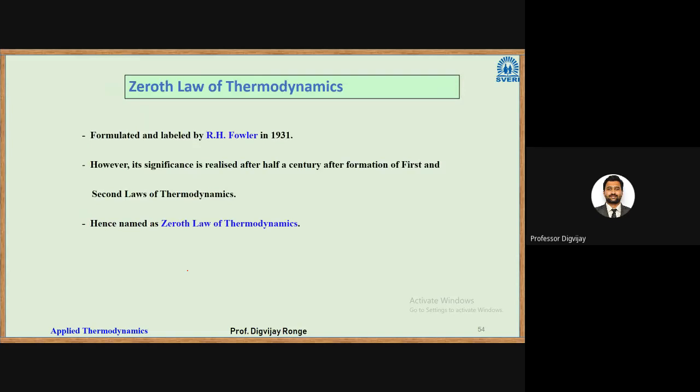A equal to B, B equal to C, then A is equal to C. Simple as that. But the significance is that we can replace C by a thermometer. With the thermometer, we can measure the temperature of A and B. Then we can say that A and B are in thermal equilibrium.